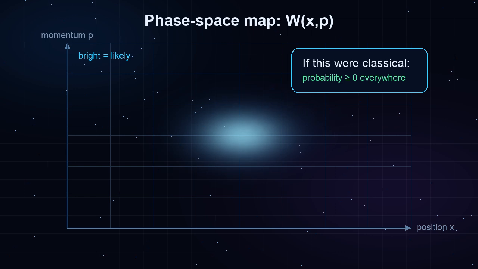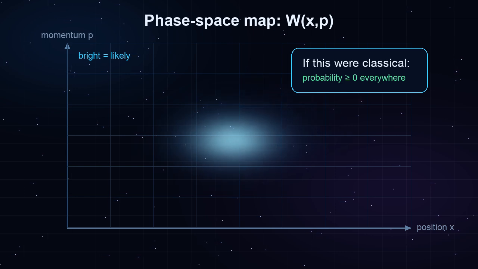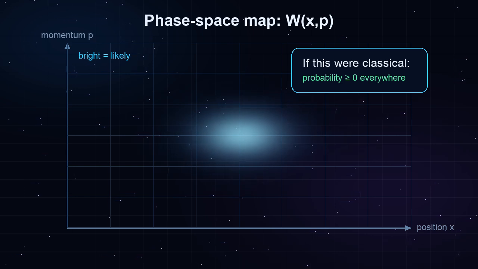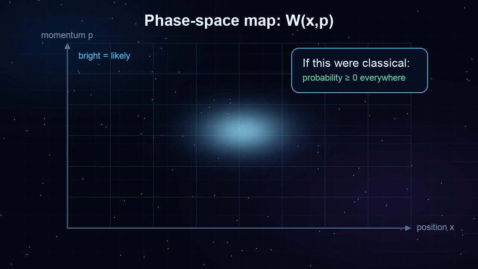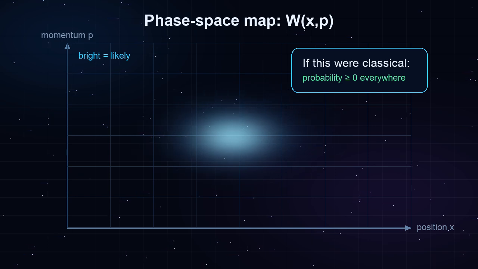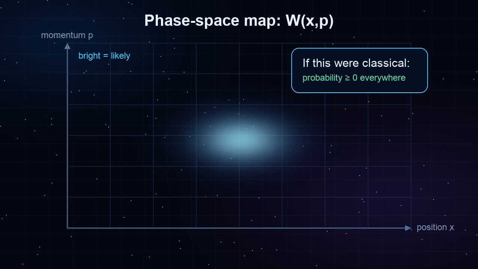If W were an ordinary probability cloud, every region would be 0 or positive. But quantum waves can interfere, and interference leaves something stranger, negative shadows.